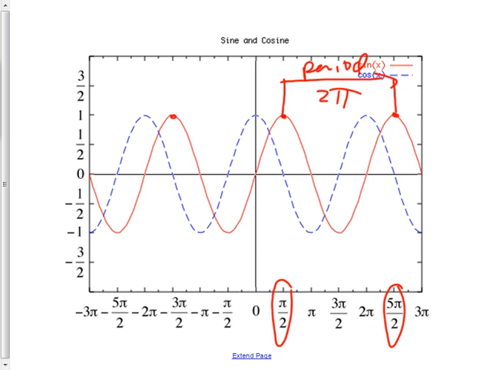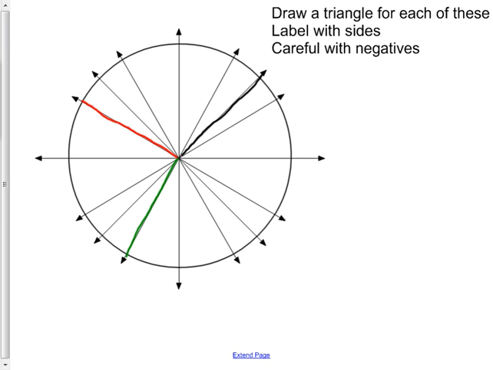All right, so this one, draw a triangle for each of these, label with sides like square root of 3 or 2 or -1, and be careful with the negatives. I got 3 lines there. One's black, one's red, one's green. I want you to draw this thing. Don't have to draw all the little hash marks, just the red, green, and black one. And then draw me a triangle that goes with each one. If you're drawing your triangles wrong, we want to catch that now. So try this. Label it with the sides like, oh, I can see that's a 45, 45, 90.